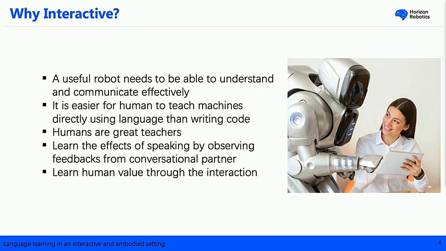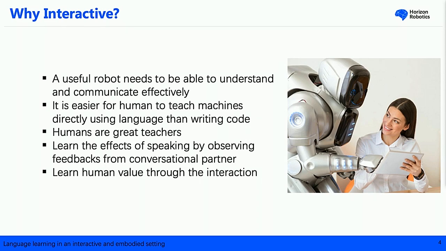And why do we want the learning to be interactive? There are several reasons. The first is that because we want the machine to be able to interact with humans, it needs to be able to use and understand the language very effectively during the interaction. And actually, it will be much easier for humans to teach machines directly using language instead of writing code. And humans themselves are very good at teaching because they can adapt the teaching by observing the learning progress of the learner.